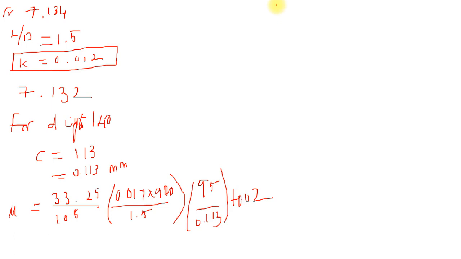If I substitute all the values, I would get the mu value as 4.85 into 10 to the power minus 3. So the mu value is 4.85 into 10 to the power minus 3, which is nothing but the coefficient of friction between the rotating bodies.